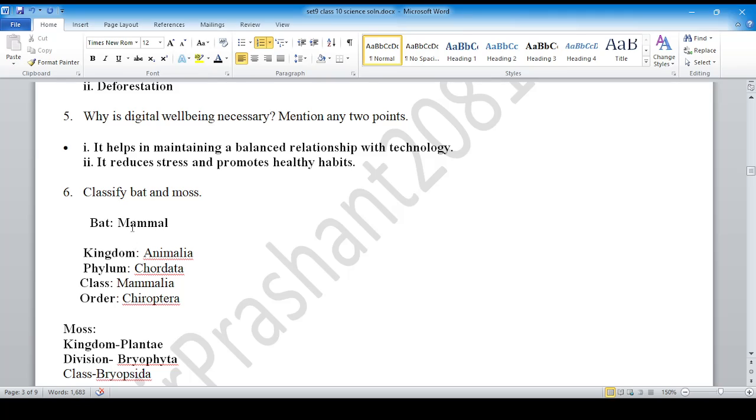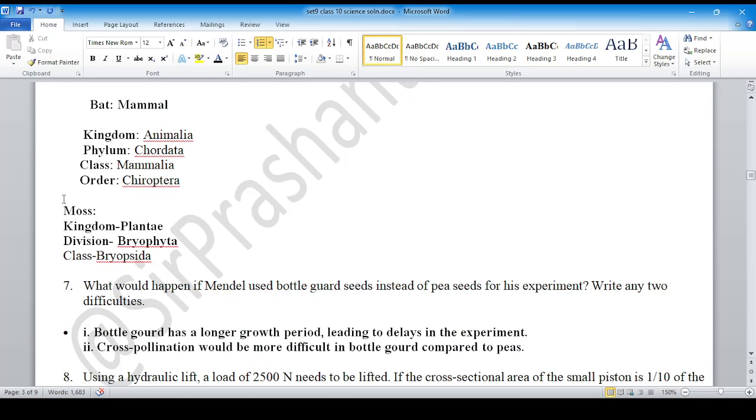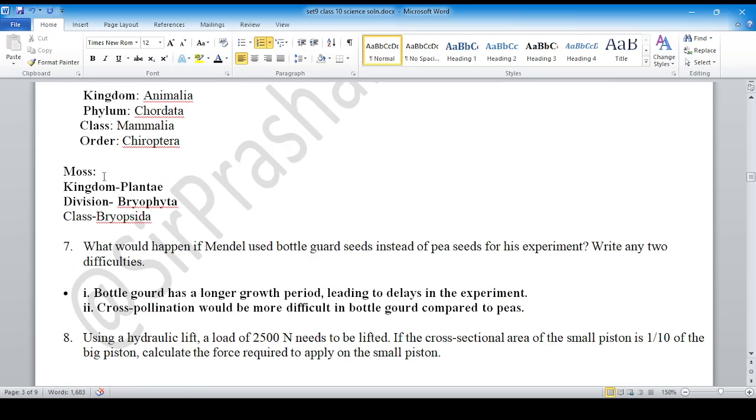Classification of the bat is given here: kingdom, phylum, class and order. For the moss: kingdom, division and class. As we do not have proper information on genus and species, we do not write family, genus or species. That's why up to this classification it is enough. Okay.